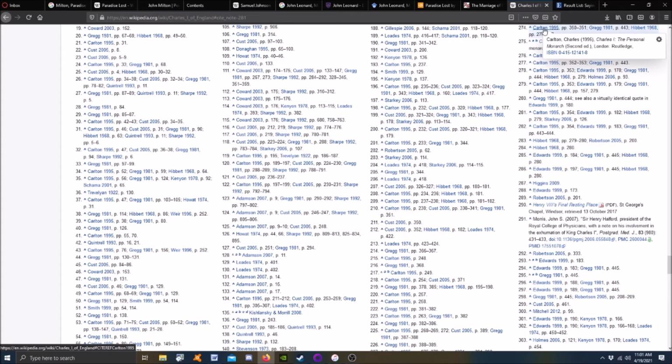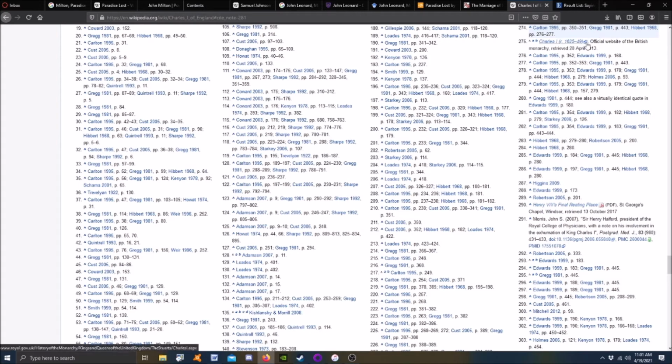And all you need to do is mouse over them, and we've got the name of the book, Charles I, the Personal Monarch. We've got King Charles I from Pauline Gregg. We've got Christopher Hibbert's Charles I. All of these could potentially be good sources. If anything, we might have too much information here. We don't know which one to track down.